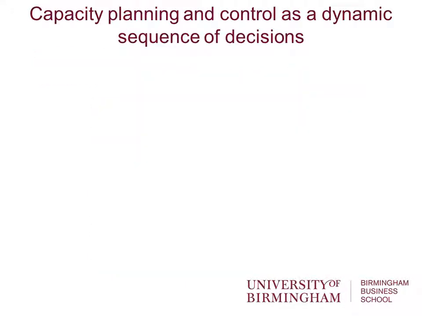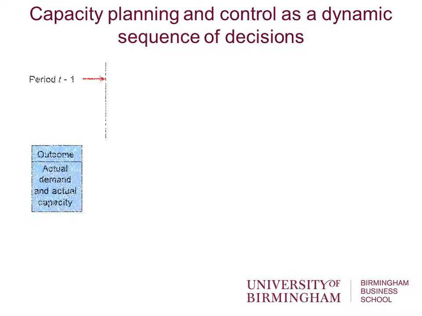Okay, capacity control, planning and control is dynamic. That's something I mentioned earlier in the session and I'll repeat here. So let's think about it as a process. We start with a time period. This is the previous time period to where we are now. We have an outcome, which was what demand was. We know what demand was because it happened. And we know what our capacity was because that was what it was.